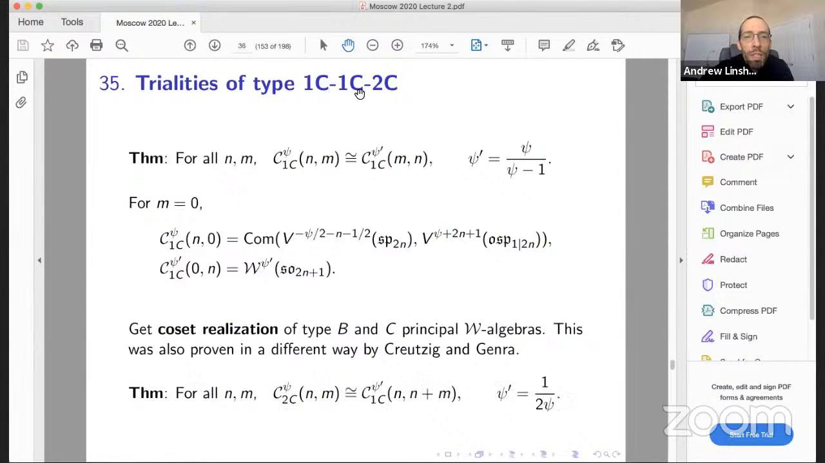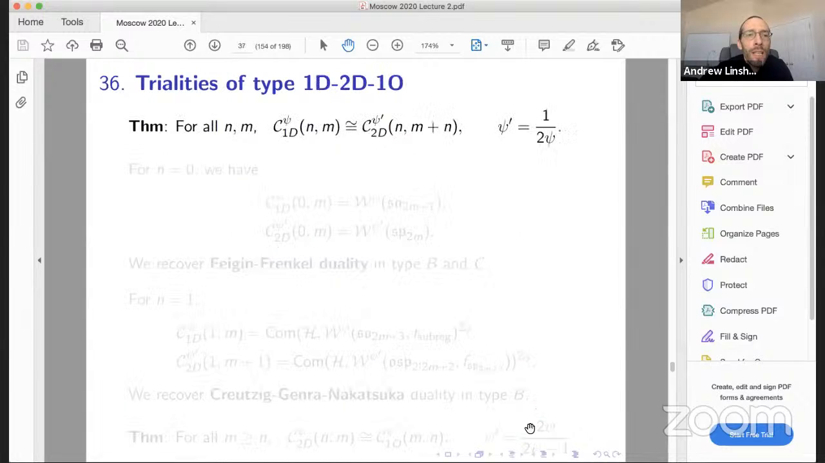So that's part of 1C, 1C, 2C triality. And then the other part is that there's an isomorphism of 2C and 1C. And this is more like a Feigin-Frenkel duality. And then there's another family. This is the third family, 1D, 2D, 1O.